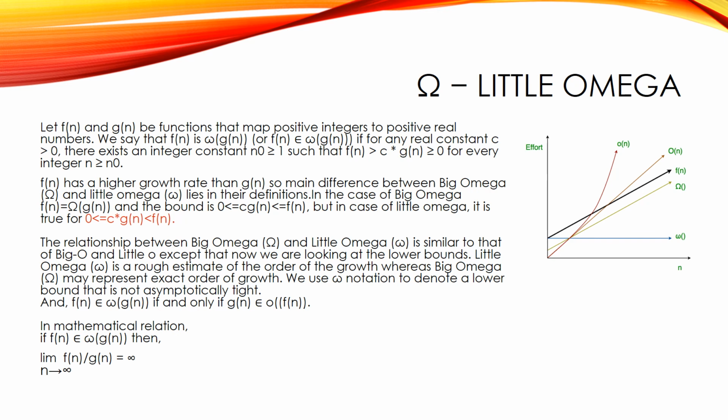Now let's discuss little omega notation. The relationship between big omega and little omega is similar to that of big O and little o, except that now we are looking at the lower bounds. Little omega is a rough estimate of the order of growth, whereas big omega represents the exact order of growth. So little omega is represented as Fn is greater than C dot Gn.